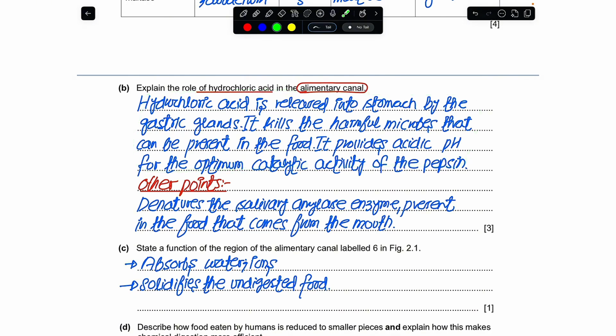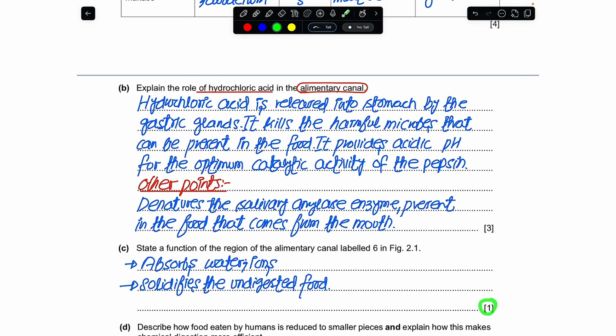As another point, you would say that since the food has come from the mouth via the esophagus, there would be salivary amylase present in the food. So this HCl, or hydrochloric acid, would denature it.